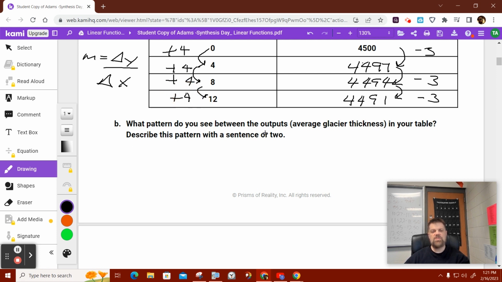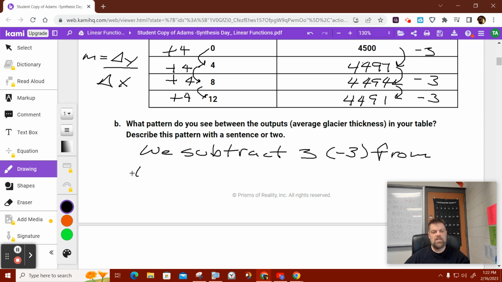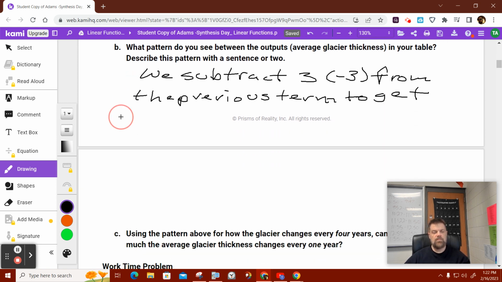So it says, what pattern do you see between the outputs in your table? Describe this in a sentence. We subtract 3, and then in parentheses put -3, from the previous term to get the next term.